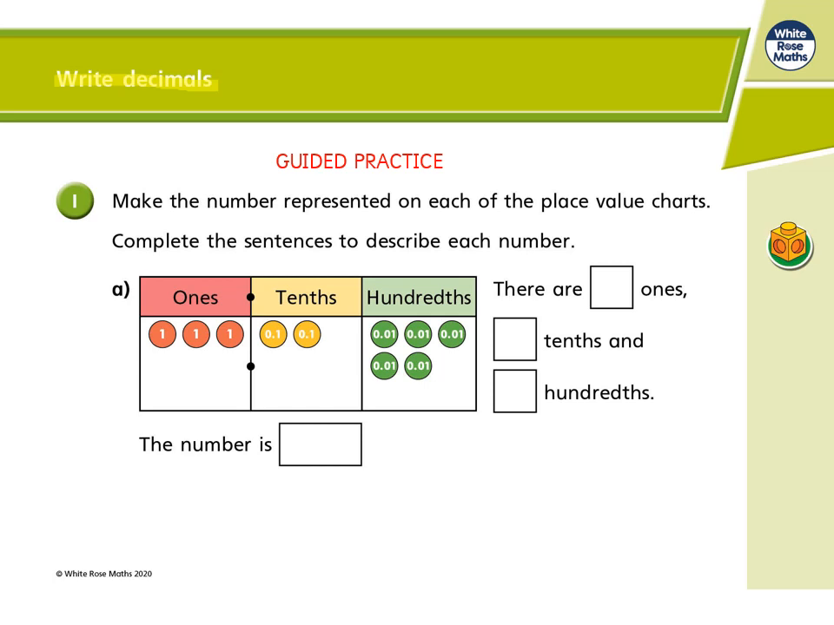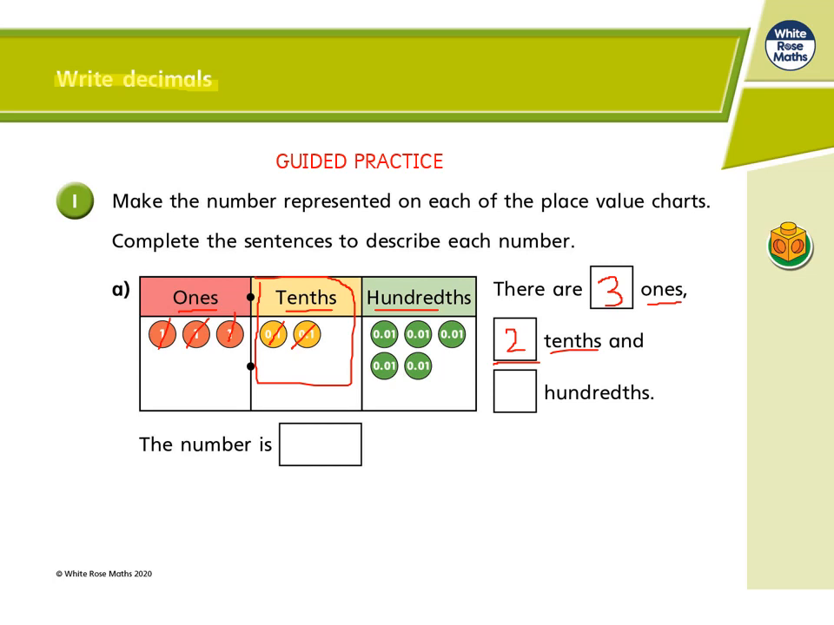So I go to my chart and I'm looking at the ones column. I'm not looking at the tenths and I'm not looking at the hundredths because it's asking me how many ones there are. And I can see that there are 1, 2, 3. There are 3 ones. Then it's asking me how many tenths there are. There are 1, 2. I know that there are 2 because this is the tenths column in the place value chart. I have 2 tenths.